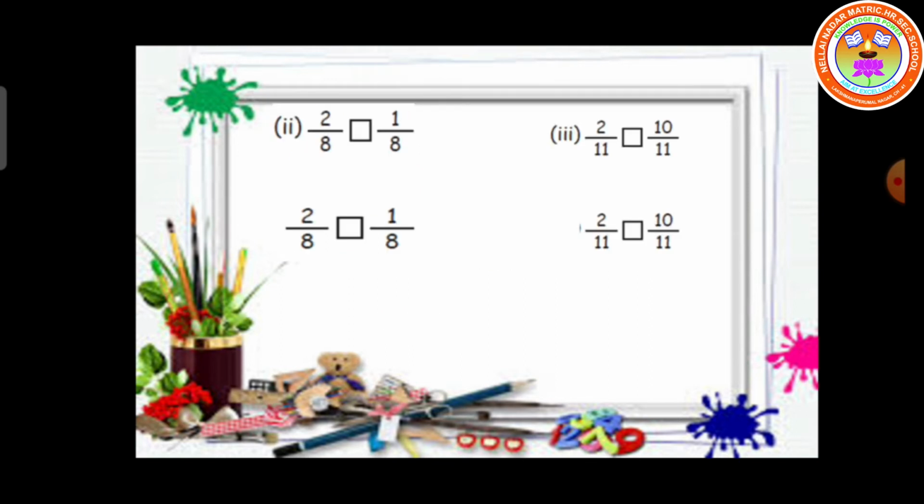Next problem. 2 by 8, one blank box, 1 by 8. So, compare the numerators 2 and 1. So, we can say 2 by 8 is greater than 1 by 8. Third problem, 2 by 11, blank box, 10 by 11. We can say 2 by 11 is less than 10 by 11.